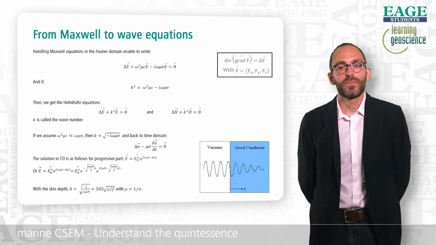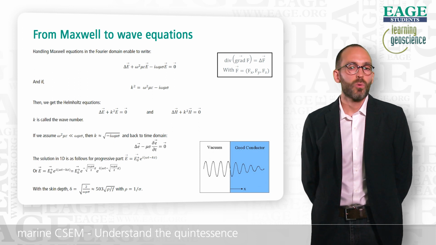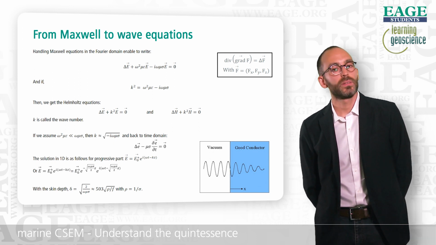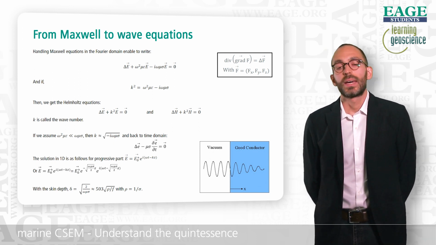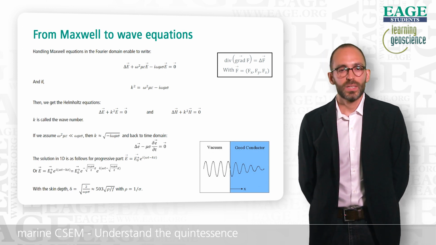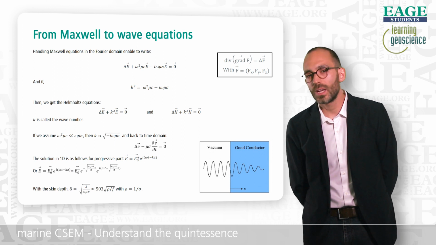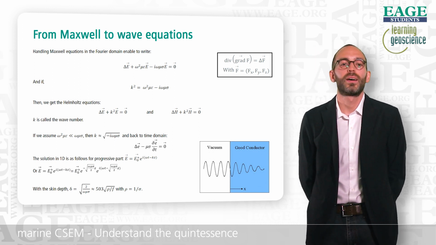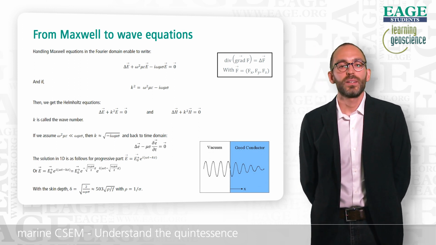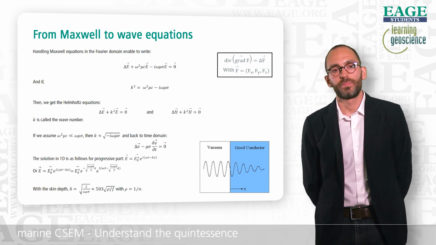And if the wave travels a distance equal to delta, amplitude loss reaches 67%. A similar effect could be observed on the phase, since phase velocity shall now depend on the frequency and the conductivity.